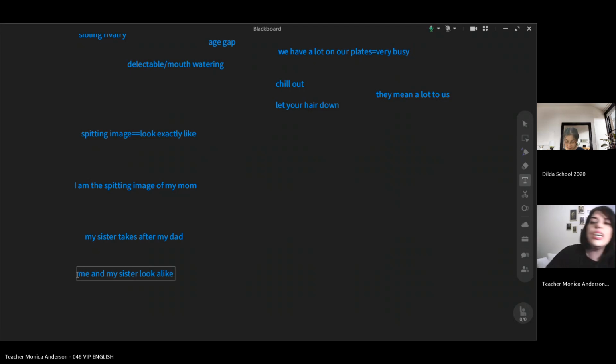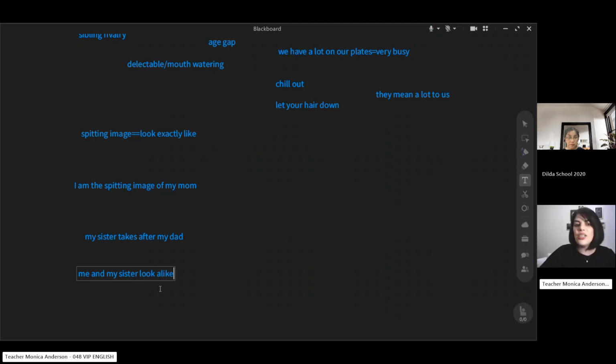Just look alike, as you can see, is used after a plural subject, with no noun after it. You don't say, for example, I look alike my sister. You say, I look like my sister, or me and my sister look alike, or my sister takes after my mom. So all these verbs are usable when talking about appearance. That's really important, how to use them.